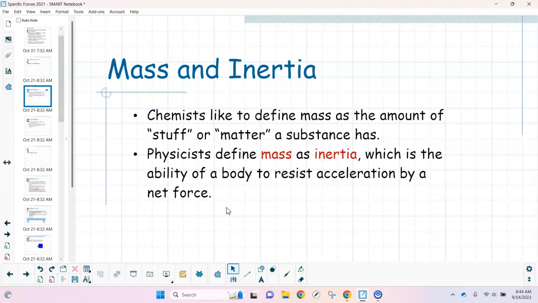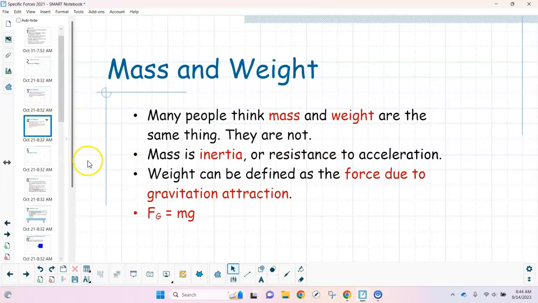That's the way we more look at it. But it kind of makes sense. If you have an object that has more matter within it, it's going to be harder to get it to move. That idea makes sense with inertia. So weight is not the same as mass. Weight is defined as the force of gravity, that is the attraction between two masses.